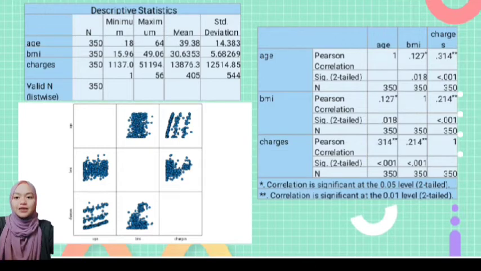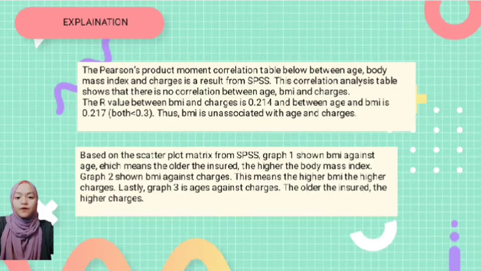This correlation analysis table shows that there is a weak correlation between each of age and BMI with charges. The r value between BMI and charges is 0.214, and between age and BMI is 0.217, with both of them less than 0.3. Thus, BMI is weakly associated with age and charges.